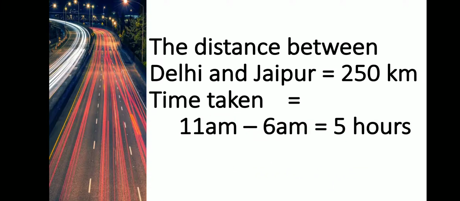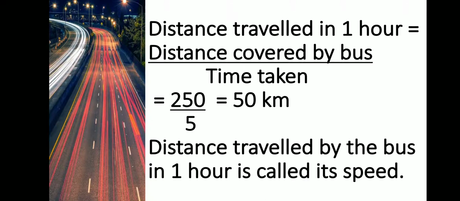So time is how much? 5 hours. And we have to find out the speed. Distance traveled in 1 hour. Per hour means 1 hour. So distance covered by bus divided by time taken by the bus. So distance traveled was 250 and time taken was 5 hours. So when we divide 250 by 5, we get 50 km per hour. Means distance traveled by the bus in 1 hour is its speed.